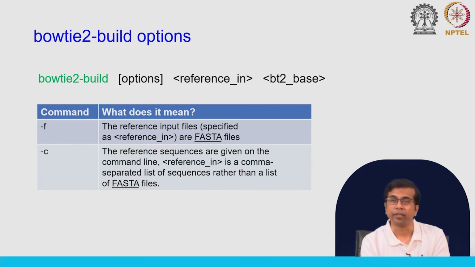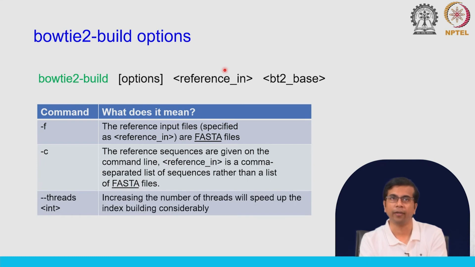There is another option, which is -c, which you specify when you are giving the reference sequences in the command line itself instead of file names. So, if you are writing this command Bowtie2-build, instead of reference in file names, you put sequences here. But this is quite rare, because these sequences are so huge that we would not put them in the command line. We will usually put them in files and then direct to the files from the command line. There are other options.